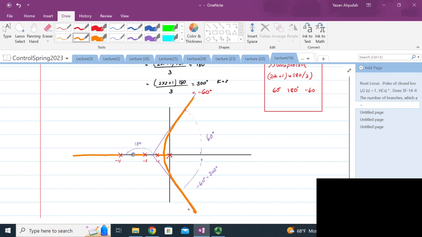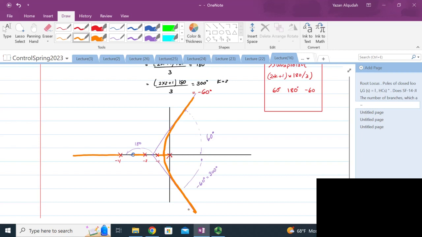Questions? I don't know if I see how 180 is an asymptote. This one? I mean, if I come here, I do 60 degrees, I keep increasing it, it's 180 degrees. Why? What's your objection to the 180? Does it really have an effect?